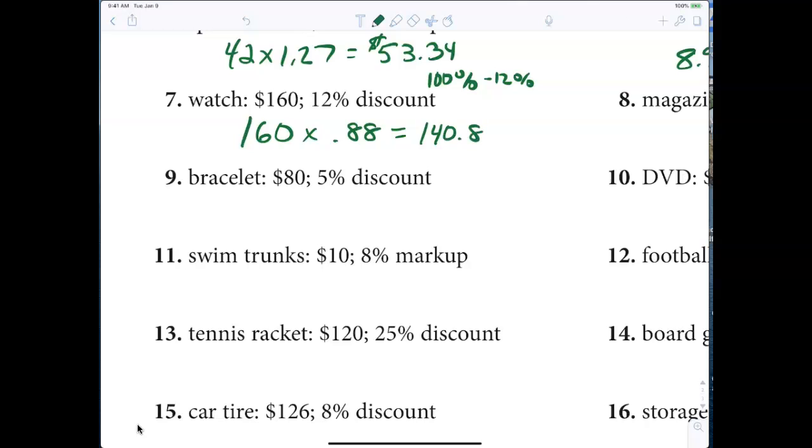140.8. Anybody else get 140? Discount. I agree. Is it $140.80? Yeah. All right. Everybody good? All right. Let's do the next one.